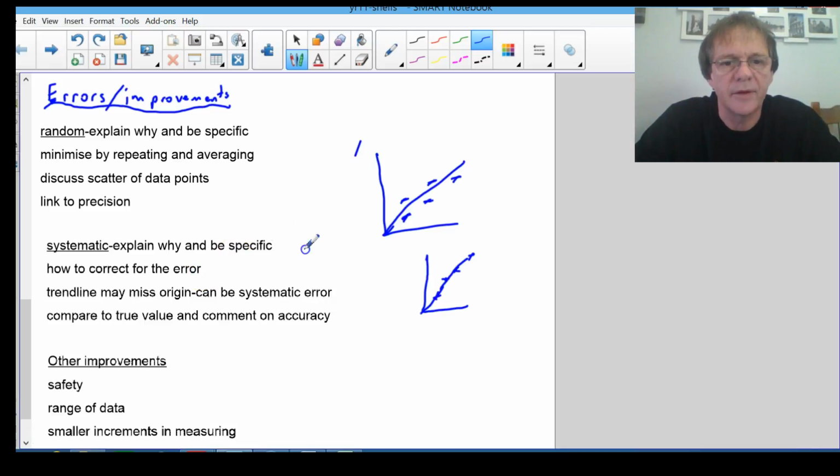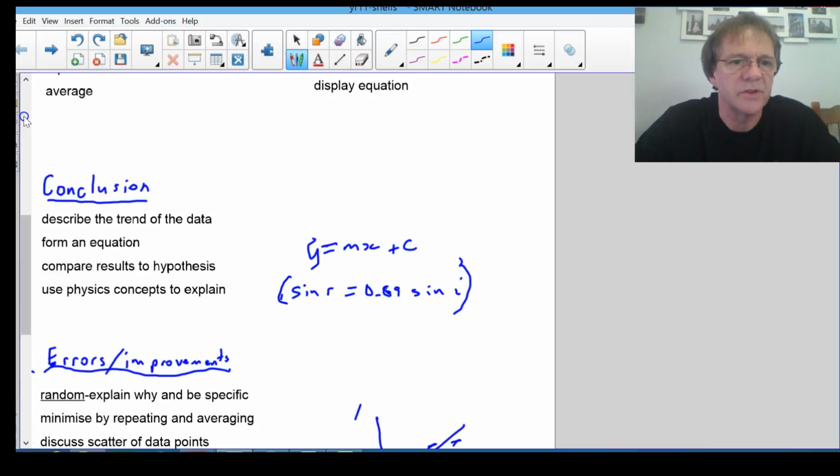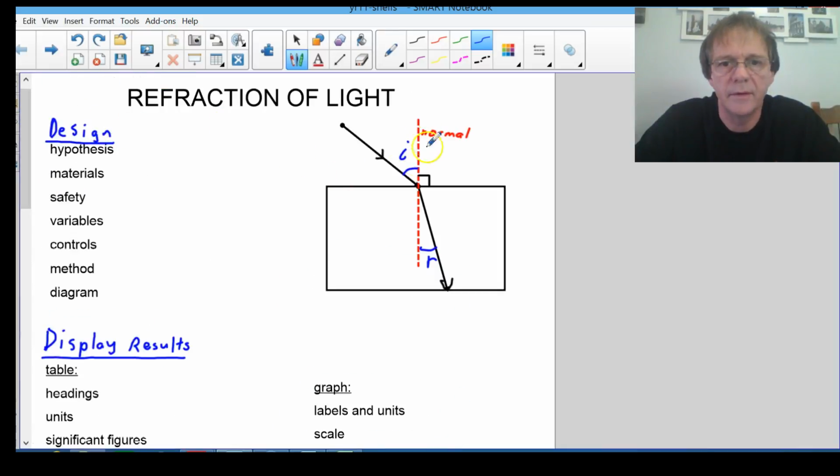You might actually go back up here. You've been trying to measure this angle, i, and you've placed your protractor in this position, but you haven't got it exactly lined up with the true face of the edge of the perspex. You might have it slightly above, because you've drawn a pencil line around that face of the perspex, so you're slightly above it, which means your angle is going to be slightly off. So there are things like that you can discuss as well.